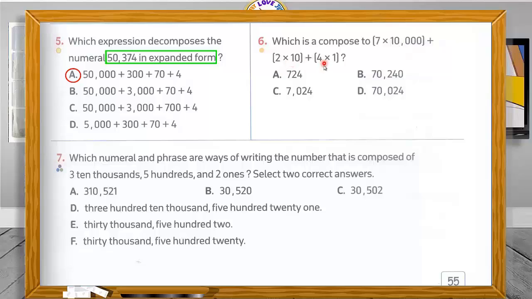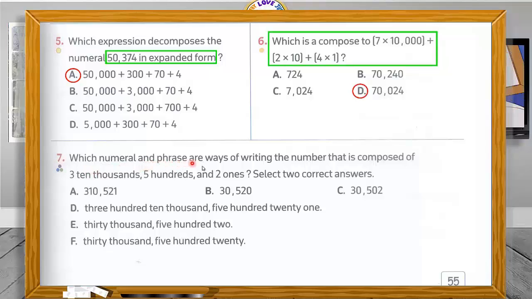Number 6. Which is composed of 7 times 10,000 plus 2 times 10 plus 4 times 1? 7 times 10,000 means 70,000. Search for 70,000 here. 700 and here 7,000. A and C are not right. B, 70 and D, 70. 70,240 and 70,224. Which number is right? We have here 224. This number is right, so D is the right answer.